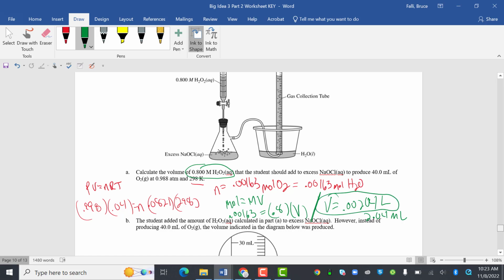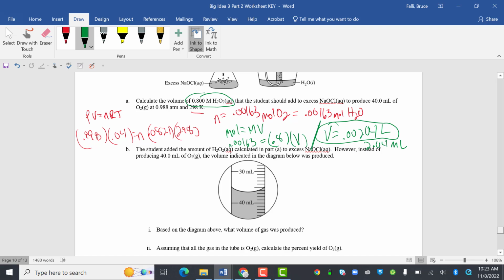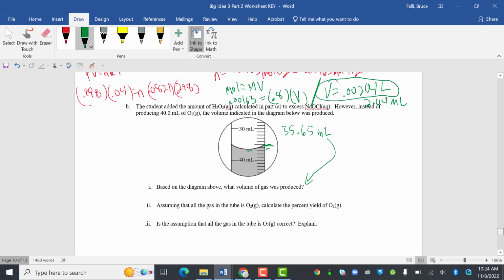Okay. A student added the amount of H2O2 aqueous calculated in A to excess NaOH. However, instead of producing 40 milliliters of O2 gas, the volume indicated in the diagram below was produced. So remember how I said it was going to make too much because we have to subtract the vapor pressure of water? So this right here made, let's see here, this is 5, this is 6, so it made 35.65 milliliters. Based on the diagram above, what volume was produced? This is 35, this is 36. Notice it's a little lower than that.